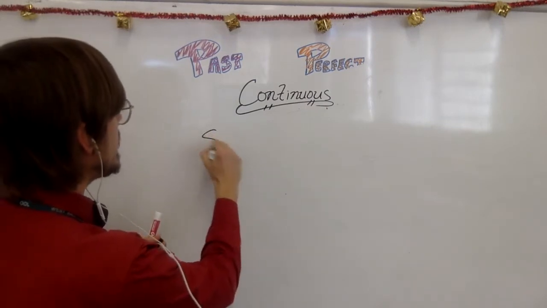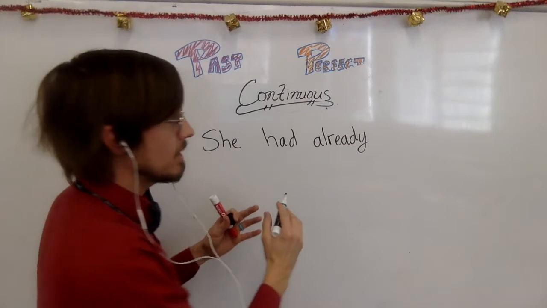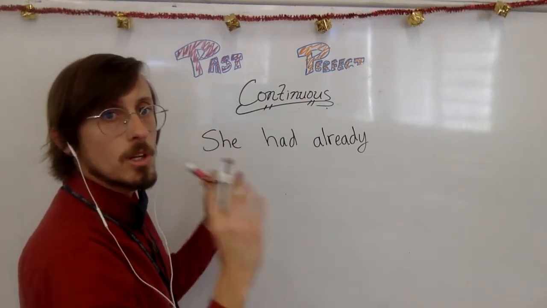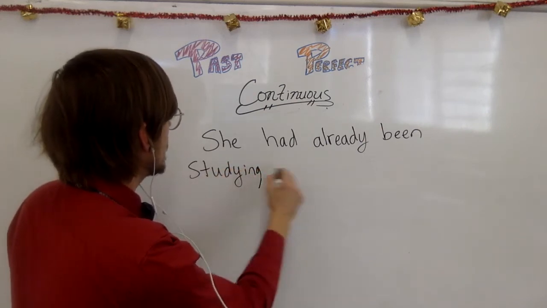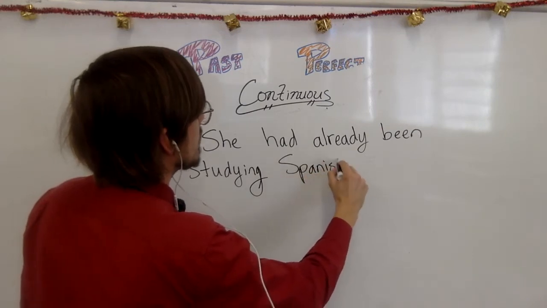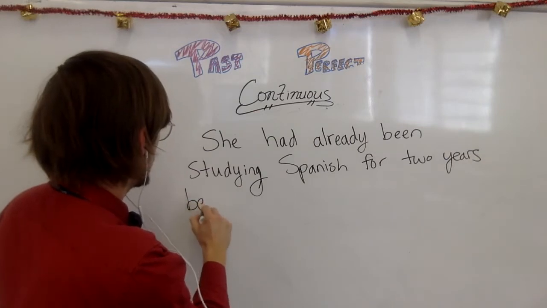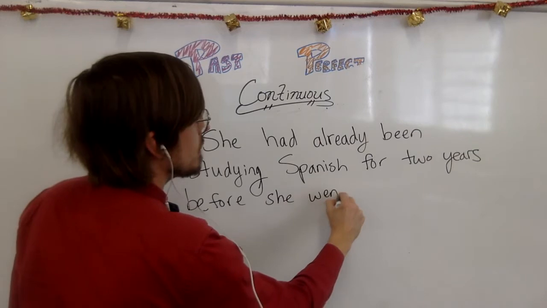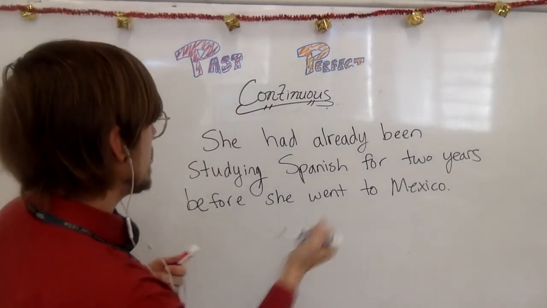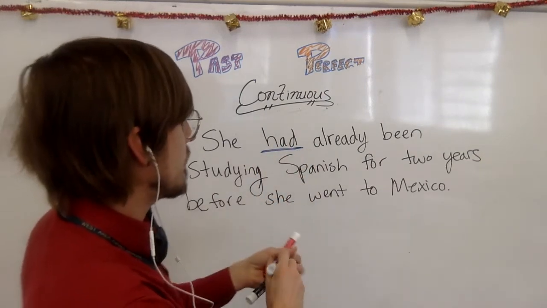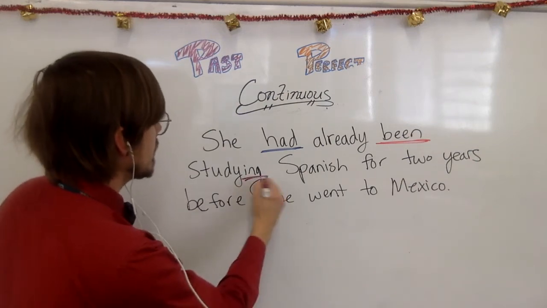Another quick example here. Let's say she had already been studying Spanish for 2 years before she went to Mexico. And I'm using this word already again to add emphasis, to say, yeah, this was a long time or something more than expected. In this example, we have our verb had, that past tense form of have. We have our participle been. And then we have our continuous form, the ing, making the past perfect continuous.